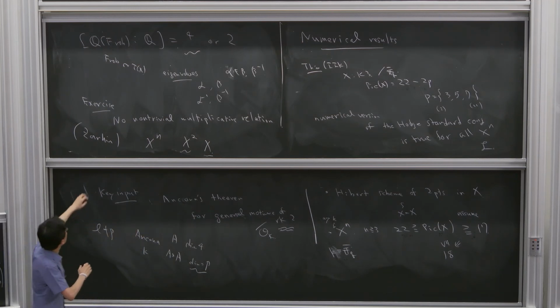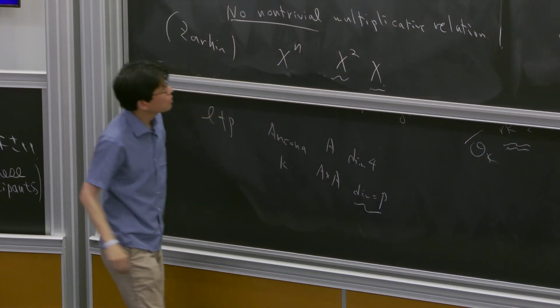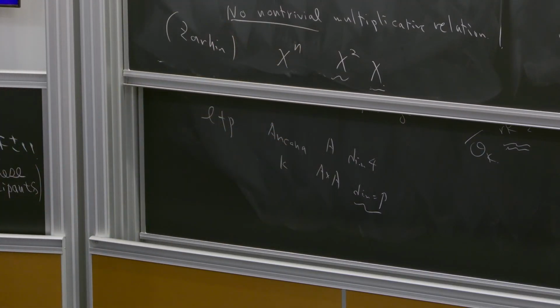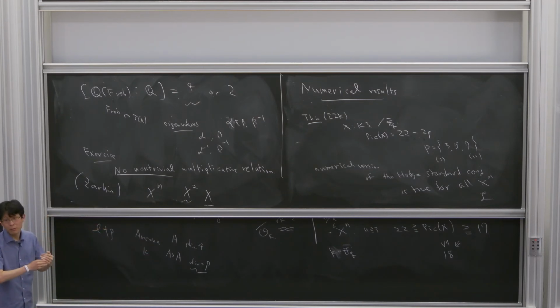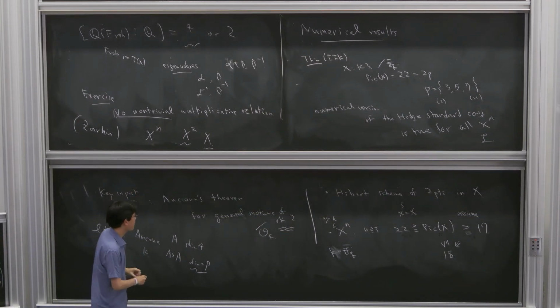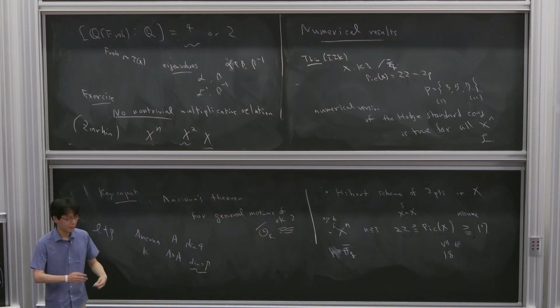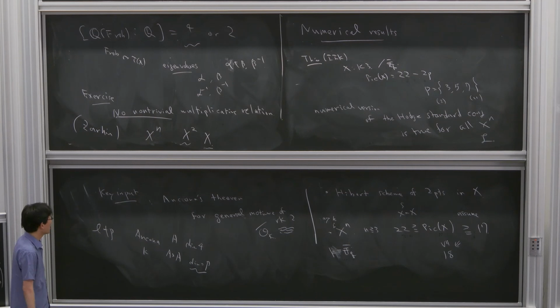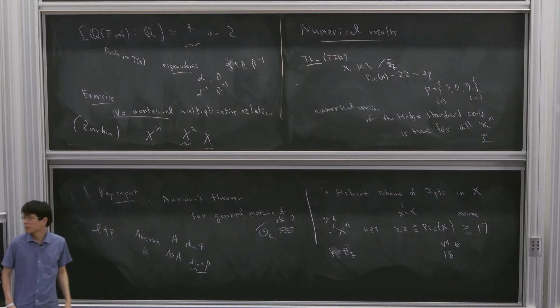The point is, in the earlier exercise there is no non-trivial multiplicative relation. But in this case, you get only one non-trivial relation, and such a relation gives you this rank 2 motive, more or less. And we can apply Ancona's theorem. Yeah, I'll stop here.